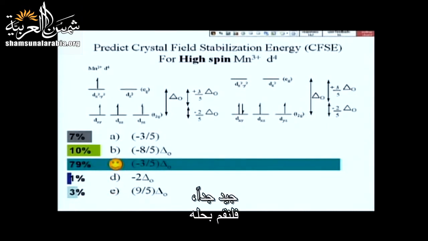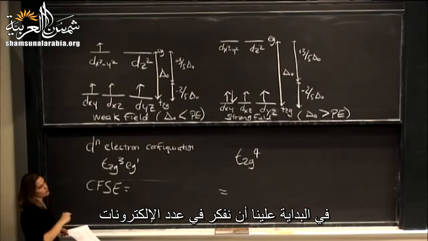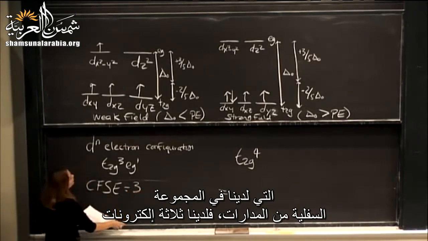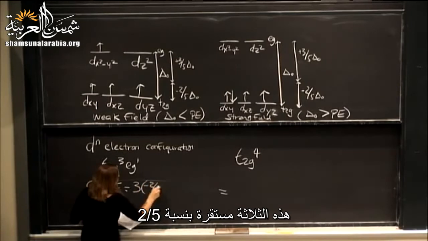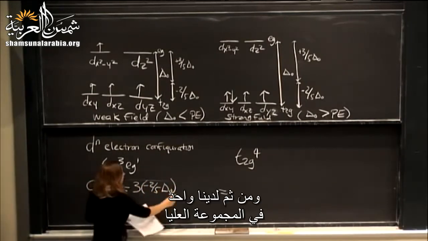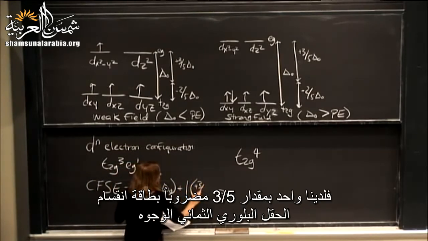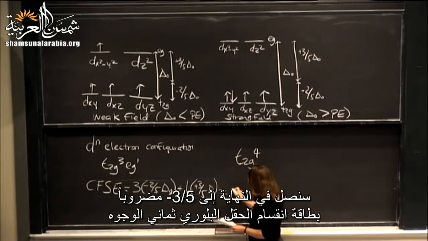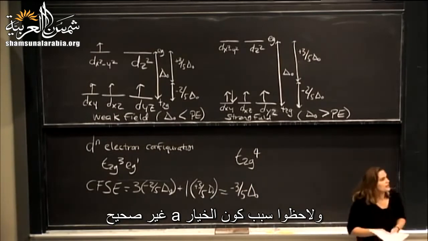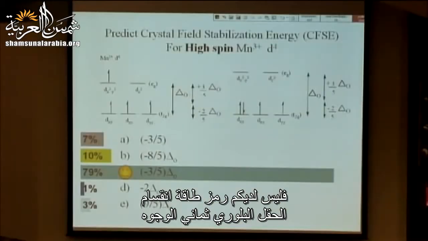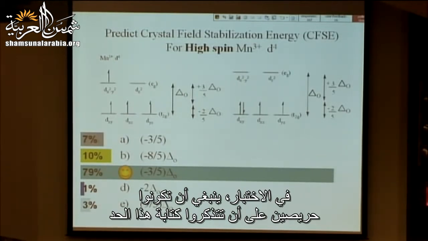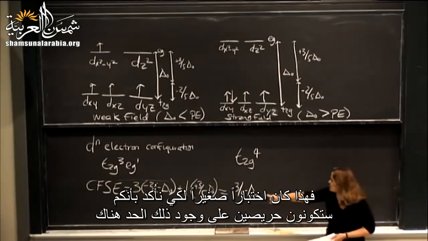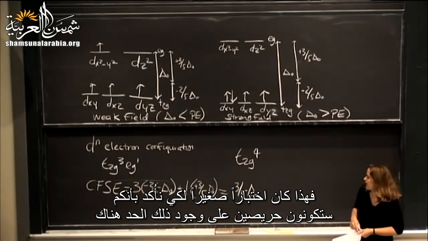Okay, pretty good. So let's work this out. So first we consider how many electrons we have in the lower set of orbitals. So we have 3. Those 3 are stabilized by 2/5 times the octahedral crystal field splitting energy. And then we have 1 in the upper set, at 3/5 times the octahedral crystal field splitting energy. So this ends up with minus 3/5 times the octahedral crystal field splitting energy. And notice why A is not correct. You don't have the symbol for the octahedral crystal field splitting energy. On a test, you need to make sure that you remember to write this term. So this was a little test so that you hopefully emphasize that you want to have that there.